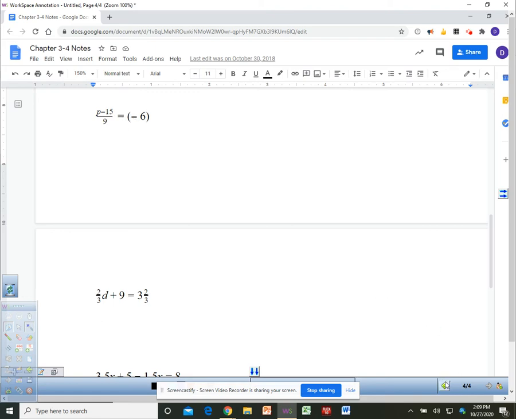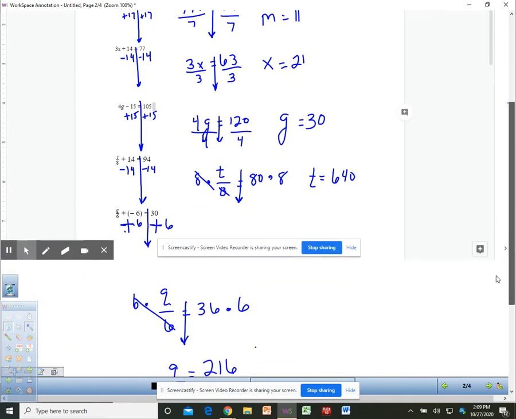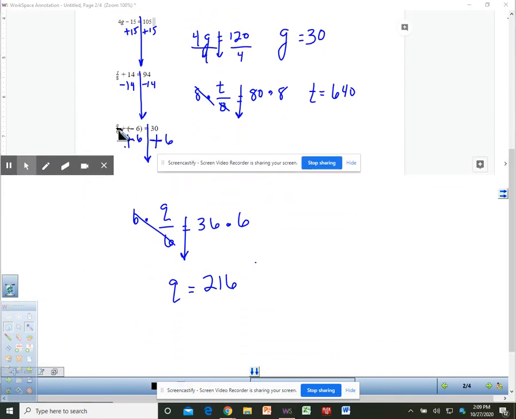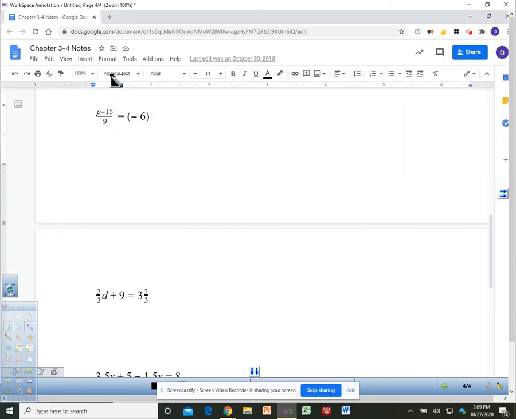If you look before, we had q divided by 6. Well, now we have the whole thing divided by 9. So the first thing you got to do here to get rid of that 9 is multiply by 9 on both sides because we want that to be gone. So p minus 15 equals -54. And now we can drop our anchor and add 15 to both sides, giving me p equals -39.